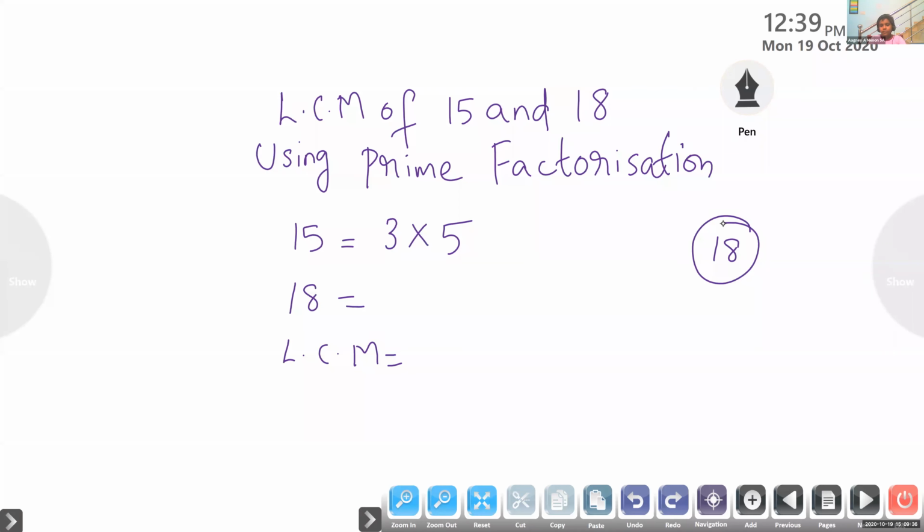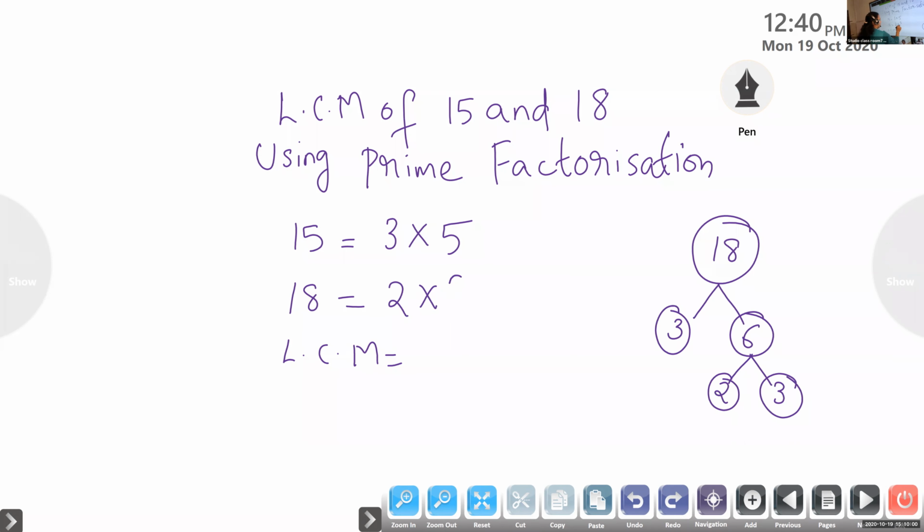3 into 6. Okay. What about here? Again, 3 is prime. And what about 6? Composite number. So how can we write 6? 2 into 3. Okay. So we can write 18 as 2 into 3 into 3.